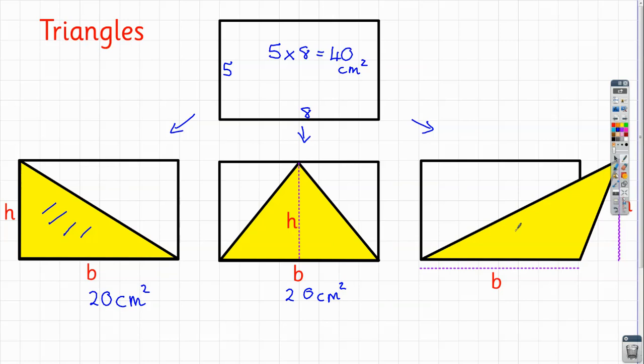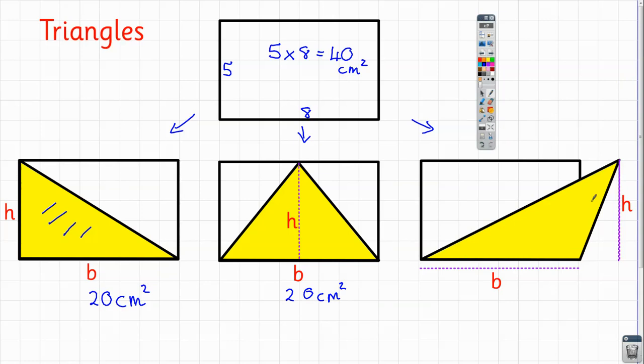The last one does look a little different, but the rule is the same. It has the same base. It has a base that's 8 squares across, and although the vertex is further to the right, it still has a height of 5 units. So it still has the same formula for the area. We would use the base, and we would multiply by the height to find the area of this rectangle, and then we would divide it by 2. So that would also be 20 centimetres squared.